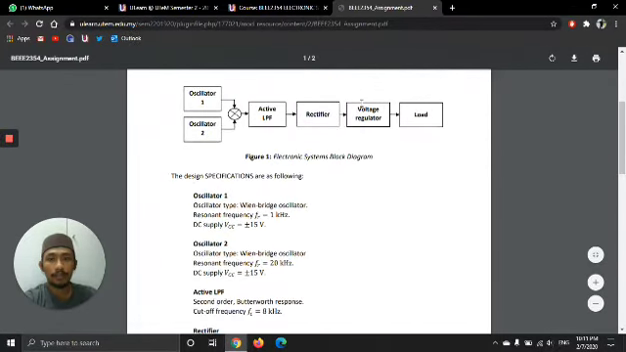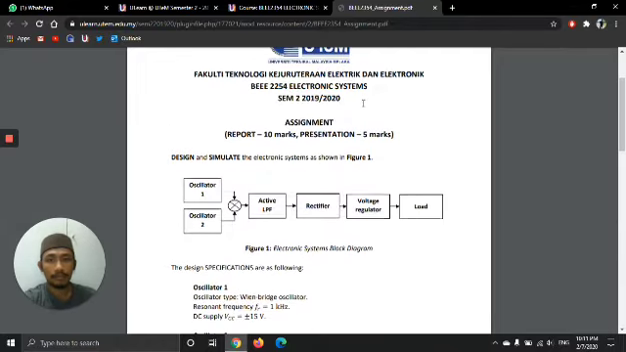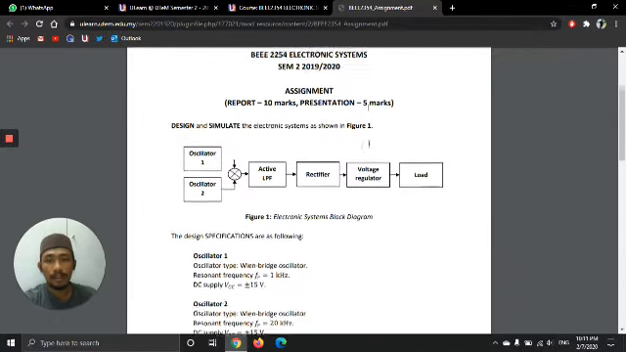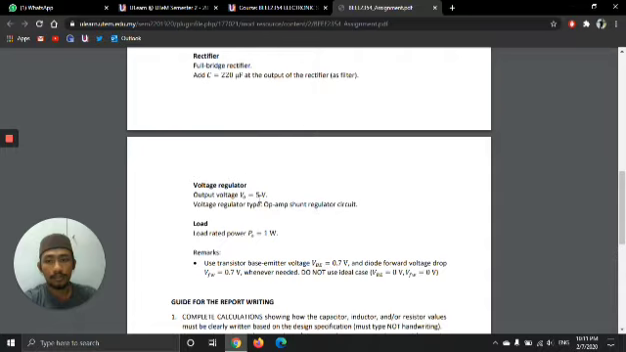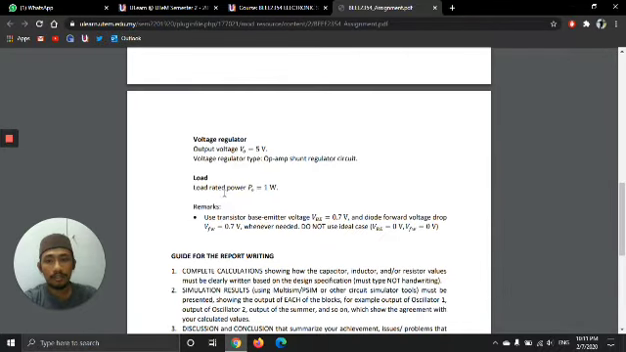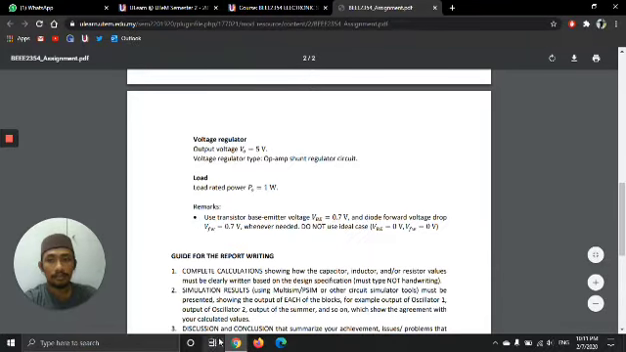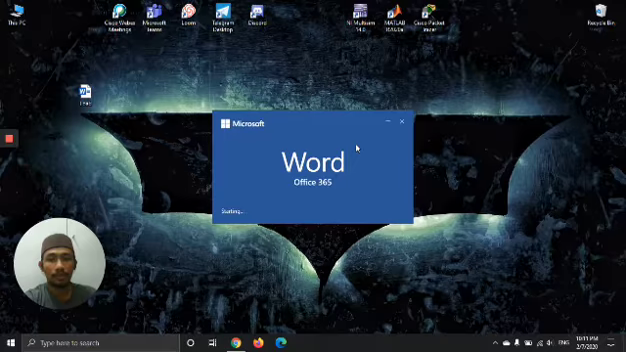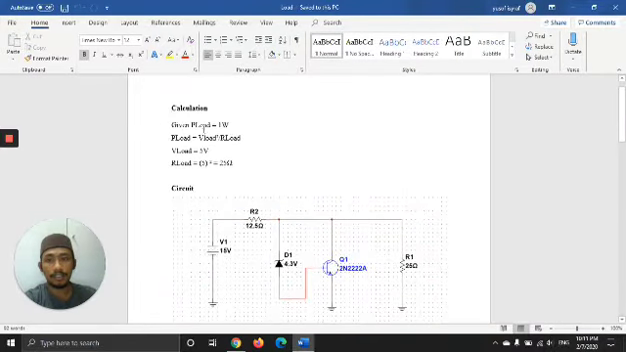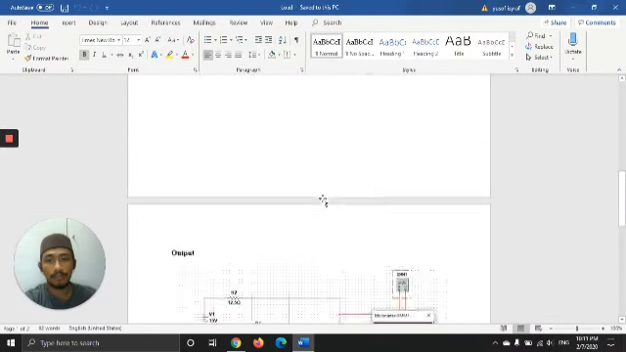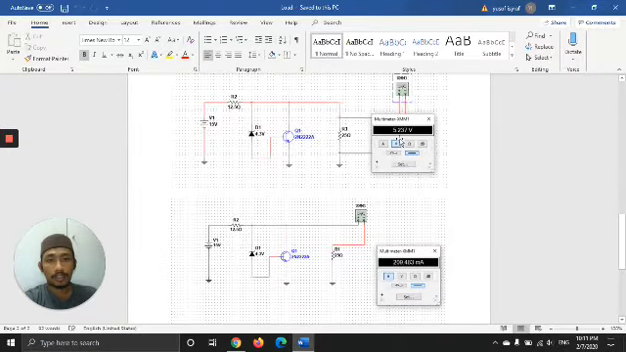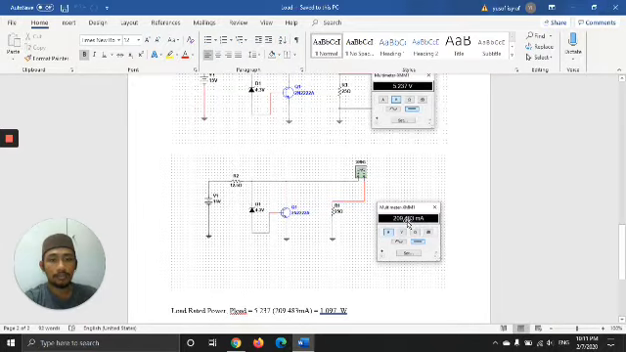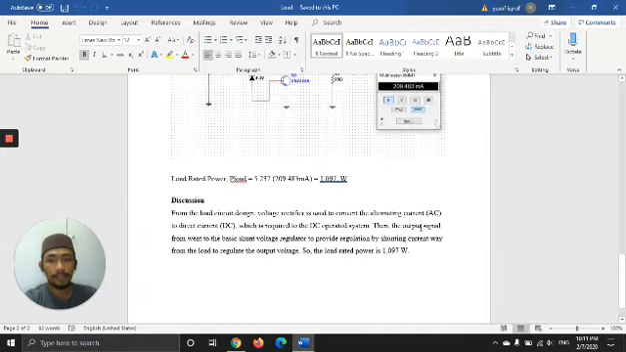Today I will present about the assignment for electronic systems. My part is the load. Given the load rated power, V0, is equal to 1 watt. This is the result for the load circuit. This is the calculation, this is the circuit and the output. The voltage is 5.237 and the current is 209.483 milliampere.